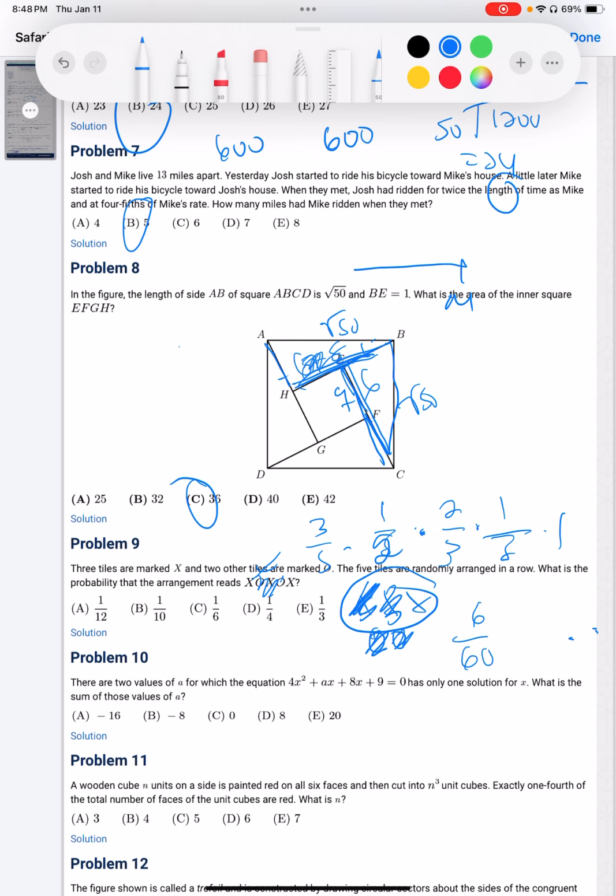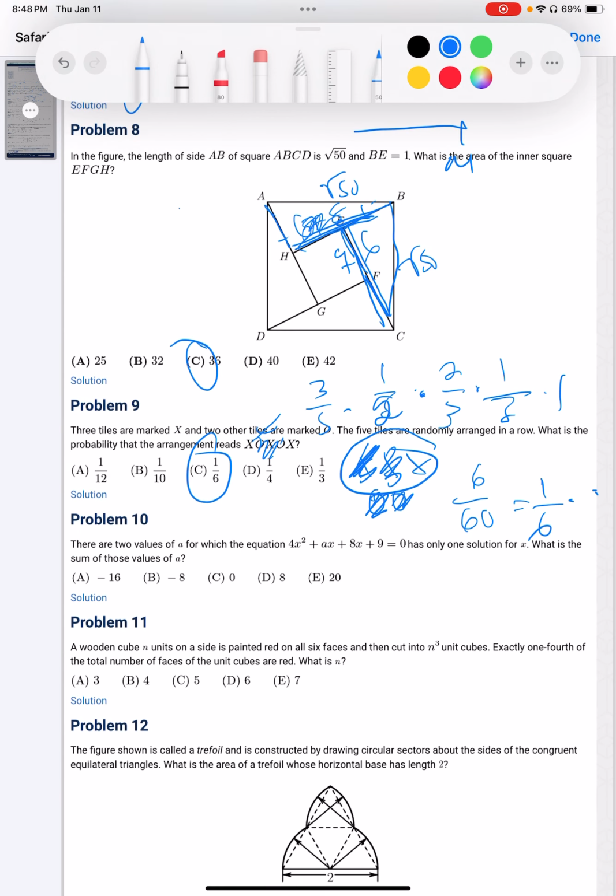So that's just 1. So 1/4, so it'd be 2 over 12. 6 over 60, just 1/6. Should be C. Wait, 6 over 60 is not 1/6, it's 1/10. I'm sorry.